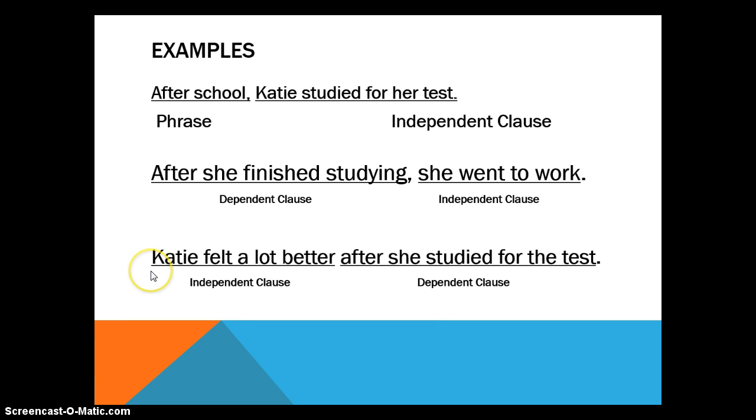Here's another one. Here the independent clause is at the beginning and the dependent clause is next. Katie felt a lot better after she studied for the test. If I just wrote Katie felt a lot better, put a period right here, then that makes sense. However, if I just write after she studied for the test, you'd be like, well, what are you talking about? What's going on? There's information missing. So it's dependent on the independent clause to make sense. Katie felt a lot better after she studied for the test. Oh, I get it. So we have dependent clause, independent clause, or independent clause, dependent clause. These are complex sentences.